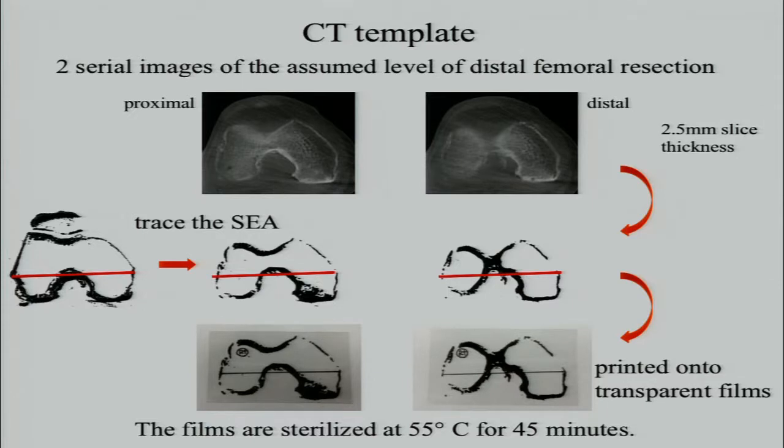The outline of the distal femur is then delineated, and the SEA drawn area is traced onto these images. The images with the SEA are calibrated using a magnification rate, and then printed onto transparent films at the actual original size. And finally, the films are sterilized before their use in the real surgery.